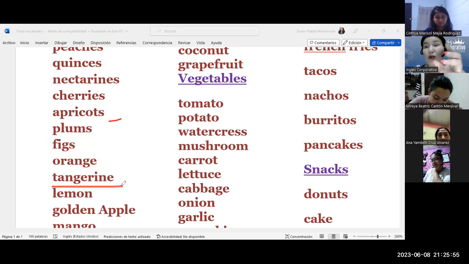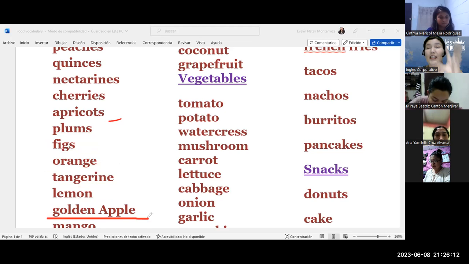Tangerine is similar to oranges, but smaller. Tangerines are mandarinas. Lemon, you know what lemons are, right? There is no problem with the lemons. What about the next one? We have golden apple. Golden apples are the yellow apples. Son las manzanas amarillitas, the yellow apples.